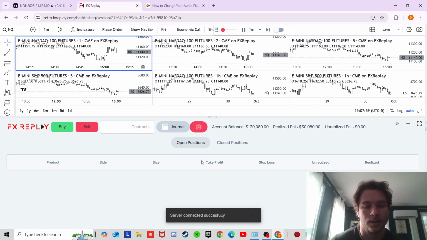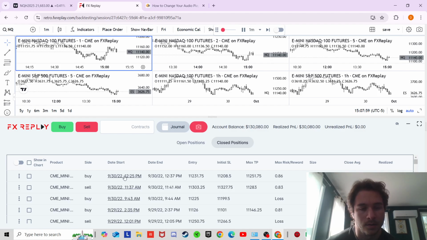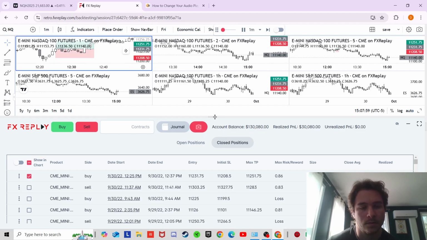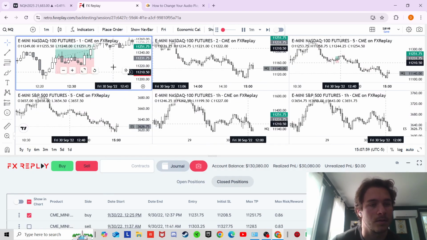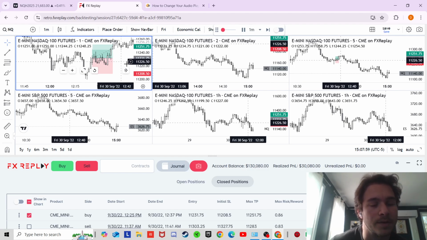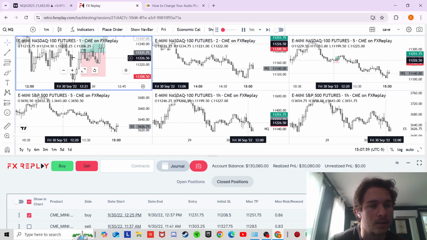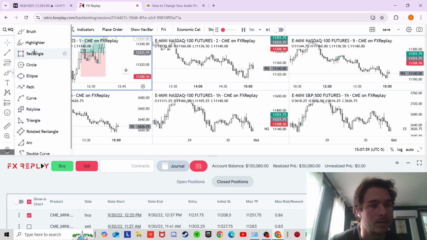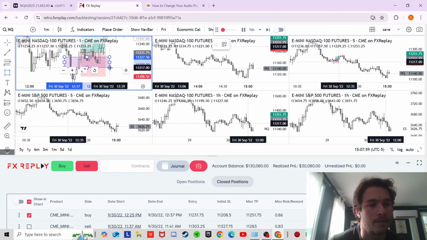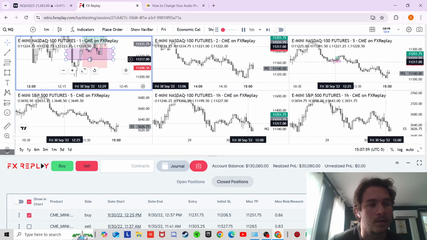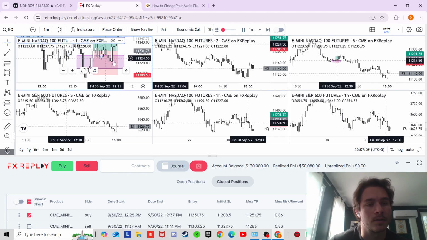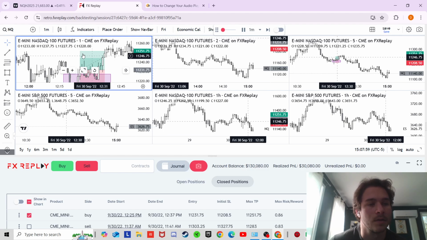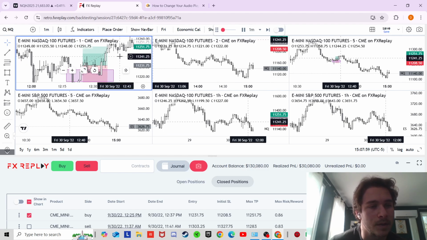Here's one here. This was a fair value gap. This is the gap, right? Stop loss is, looks like 23 points. Look for 20 points. Didn't quite hit that high.